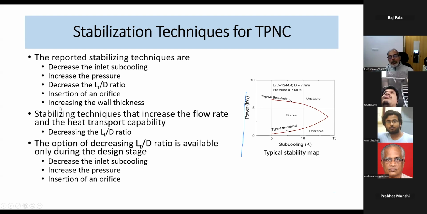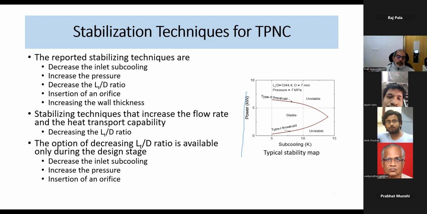And the wall thickness can have little effect on stabilization, because in two-phase natural circulation, once boiling sets in, there is no change in the loop temperature, and therefore there is no change in the wall temperature. There can be a slight effect, but not much. But what is important is that decreasing the LT by D ratio actually increases the flow rate as well as the heat transport capability, and it also stabilizes. That is an interesting thing. And then the problem is, this is the challenge.